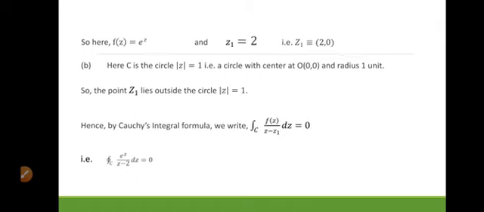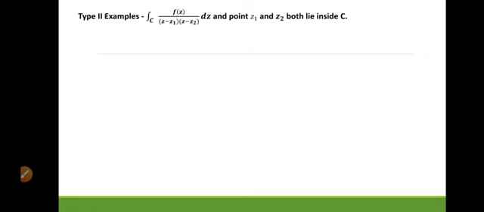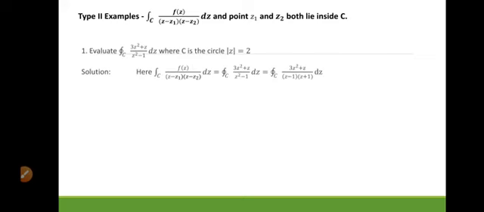Now the type 2 examples, here there will be 2 points z1 and z2 and both the points are lying inside the given curve C. So these are type 2 examples. Let us solve one example. 3z square plus z upon z square minus 1, this is the integrand, and the curve is the circle mod z equal to 2. Obviously the factors of z square minus 1 are z plus 1 and z minus 1. So here we get the 2 points as z equal to 1 and z equal to minus 1.